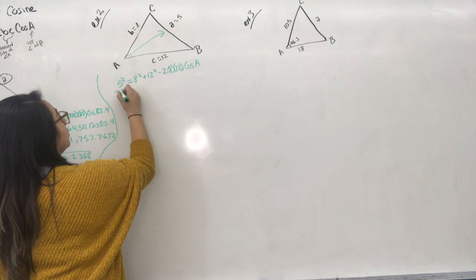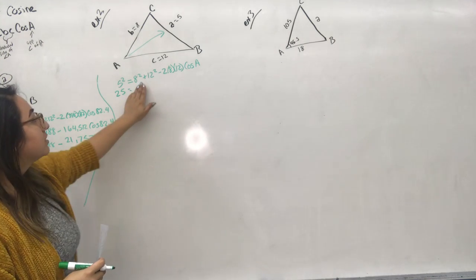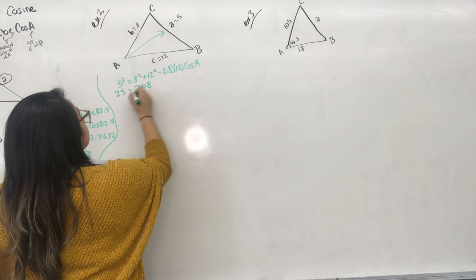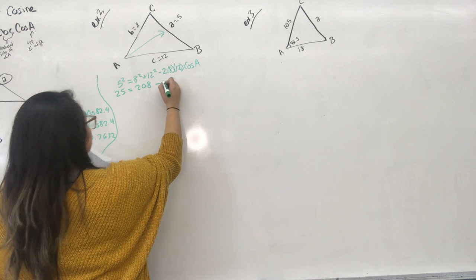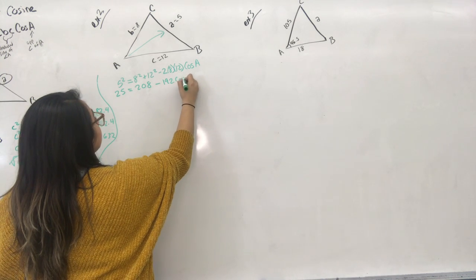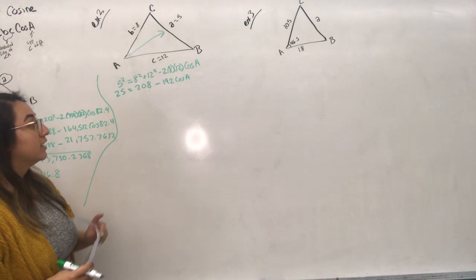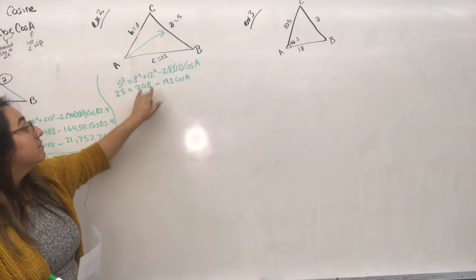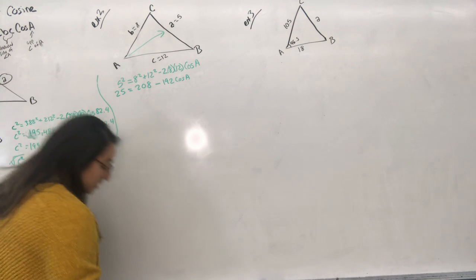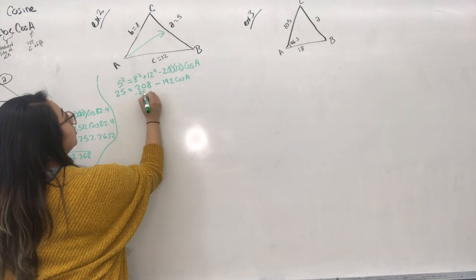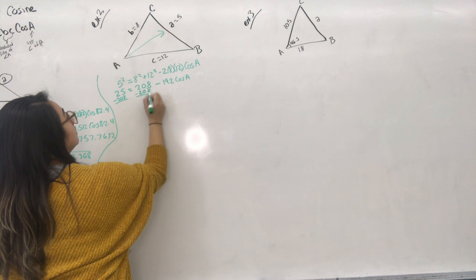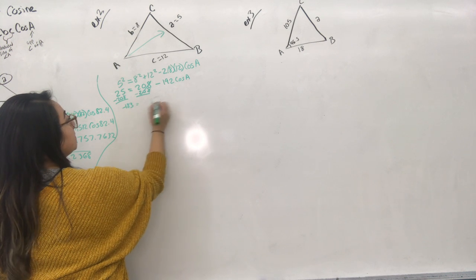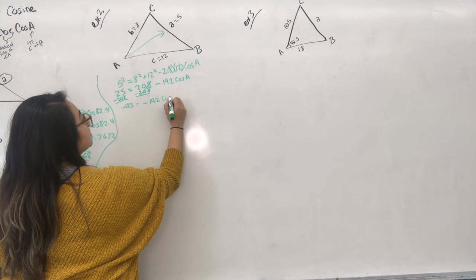Here, but simplify everything. 5 squared is 25, 8 squared is 64, plus 12 squared, 144. You end up with 208. Minus 2 times 8 times 12, I got 192, and then the cosine of A. Here we have like a two-step problem. We have this minus 192 times the cosine of A. I'm going to go ahead and move this over so I can get the cosine of A by itself. To do that, opposite sides, I'm going to subtract 208 from both sides. And then 25 minus 208, I end up with negative 183 equals negative 192 times the cosine of A.